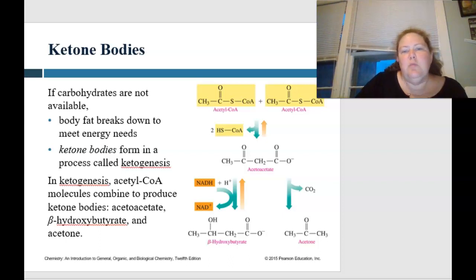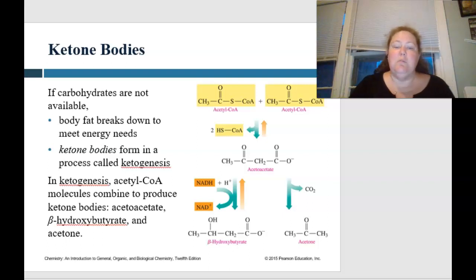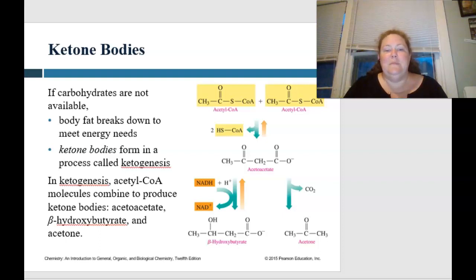Okay, so if carbohydrates are not available, sugars are not available, the body breaks down our fat stores to meet those energy needs. Because of this, ketone bodies form in a process that's called ketogenesis. Genesis meaning to make. In ketogenesis, acetyl-CoA molecules combine to produce ketone bodies: acetoacetate, beta-hydroxybutyrate, and acetone.